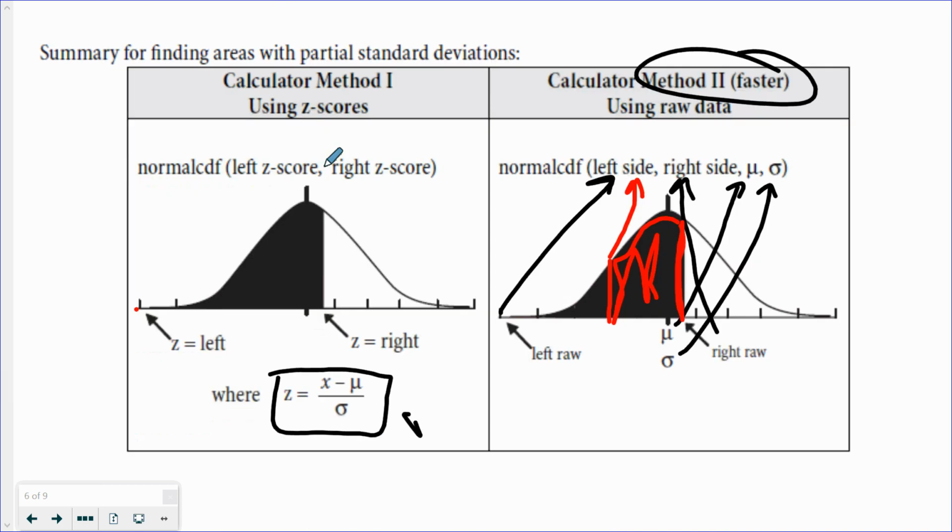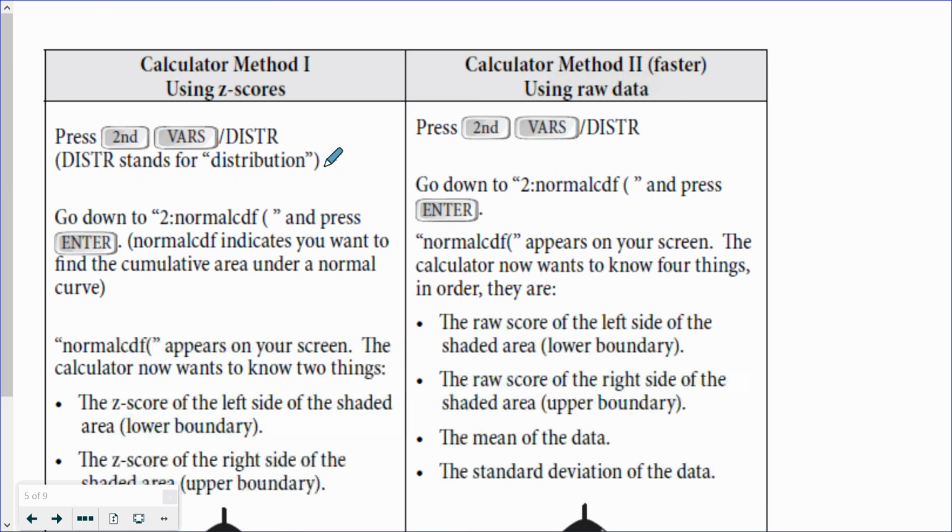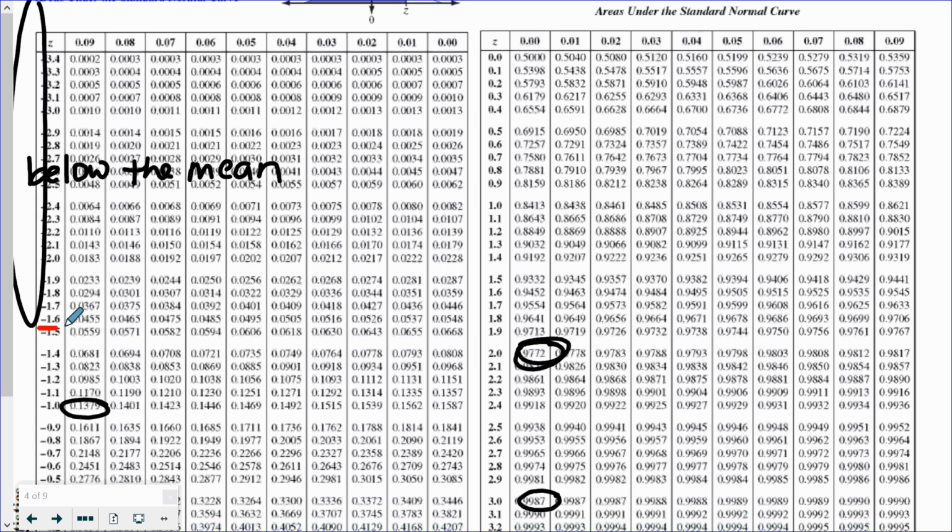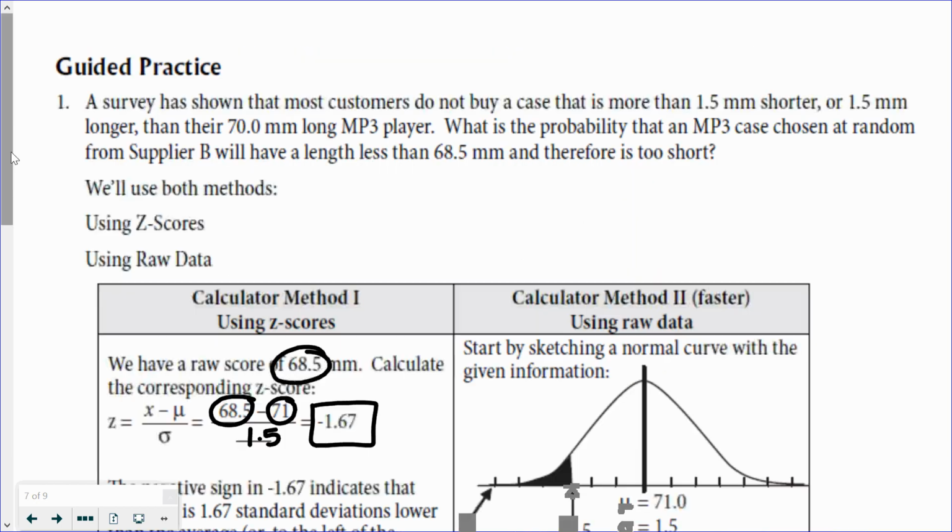I'm going to go back to that big fancy chart. So negative 1.67, so negative 1.6, 0.07. I just want us to keep this little number in our brains as well. So the area under that curve should be 0.0475 or 4.75%. Because again, negative 1.6, 0.07, we find where they meet, and that gives us our 4.75%. But we're talking about the calculator way, not the chart way.